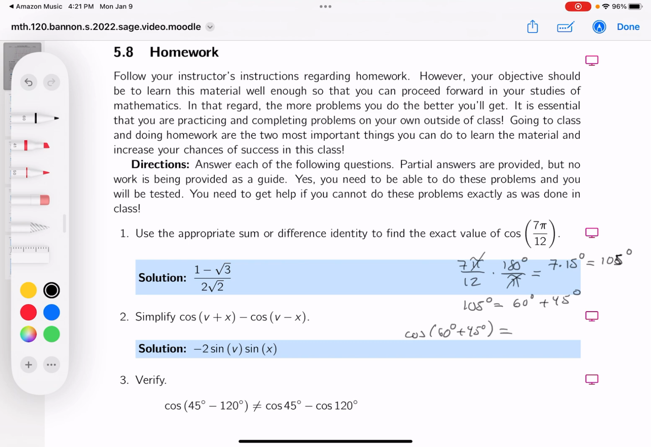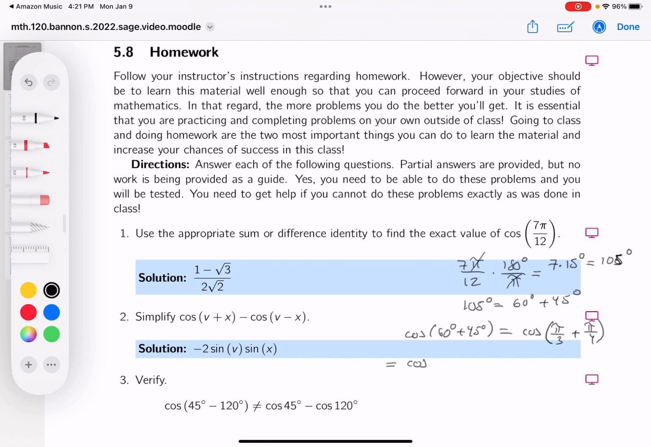If you prefer to use radian measure, let's write that down. It would be the cosine, well, 60 would be pi over 3, and 45 would be pi over 4. If you were to add those two numbers together, you get a common denominator of 12, and you get 7 pi over 12. And there's no surprise there. Let's just go through the arithmetic, though.